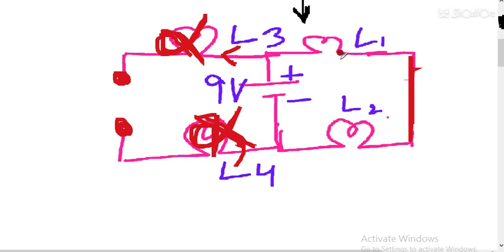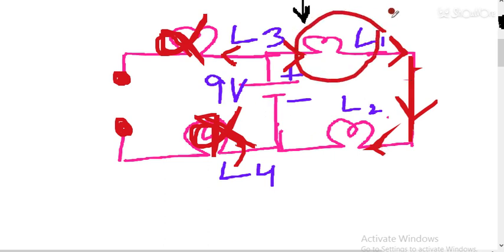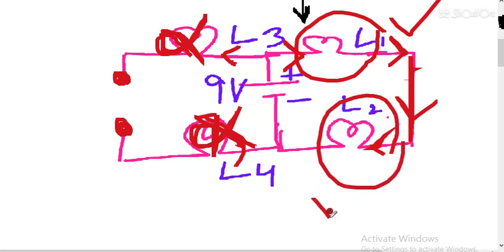Now this is the closed path. Some current will flow in this direction. It will flow through L1, then in this path, and in this way it will come to the battery again. So some current will flow through L1, so L1 will glow, and some current will flow through L2 also, so L2 will also glow. Four lights are given in the question, L1, L2, L3, L4. From those, only the L1 and L2 lights will glow; L3 and L4 will not glow.